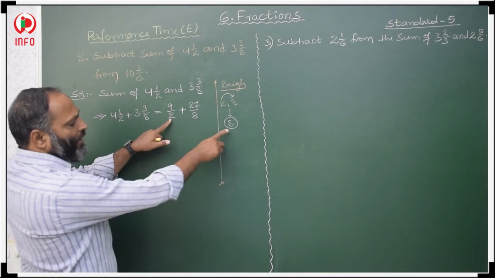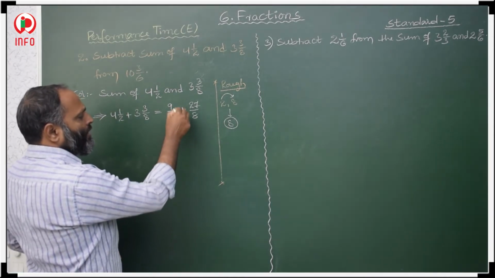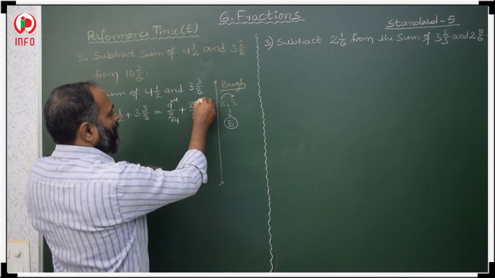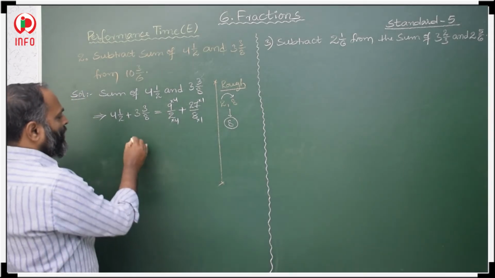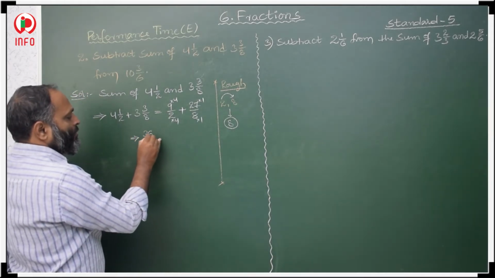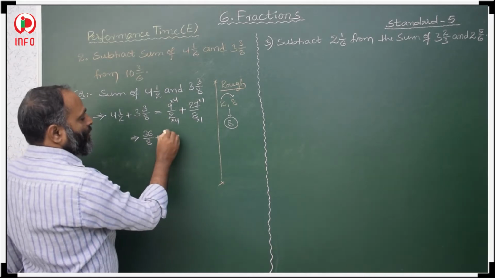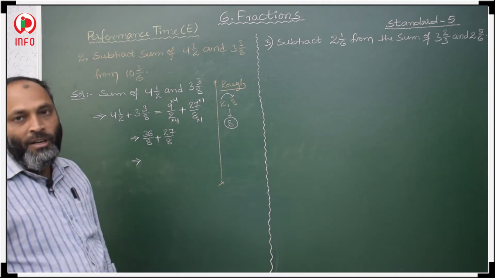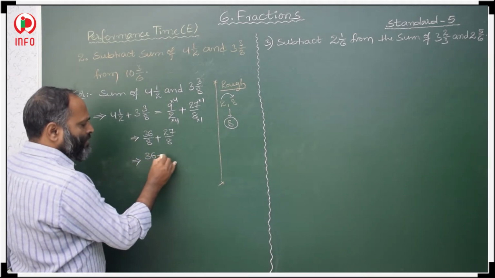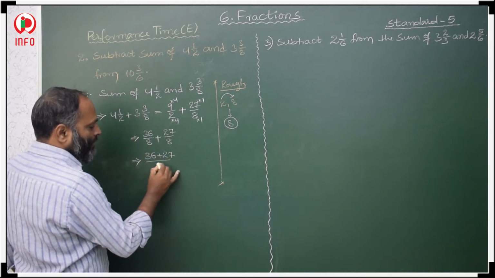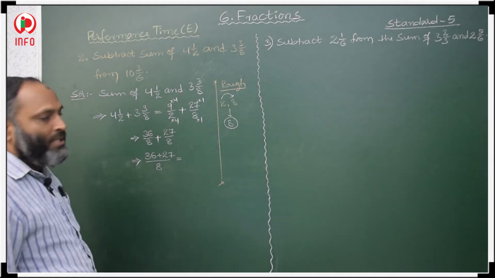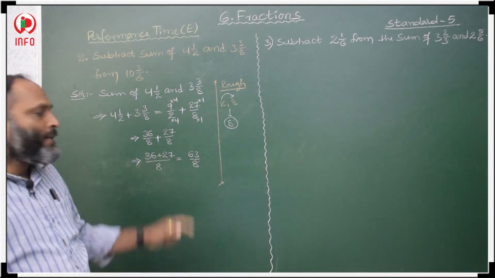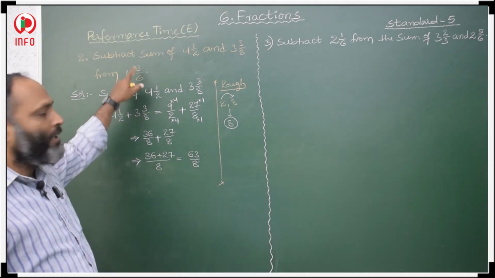Then in the 2 table, to get 8, 2 fours are 8, so multiply by 4. In the 8 table, 8 ones are 8, so multiply by 1. Now, 9 fours are 36 over 8, plus 27 ones are 27 over 8. Now, we find the sum of the numerators: 36 plus 27 over the common denominator is 63/8. This is the sum. So this sum we have to subtract from 10 3/6.